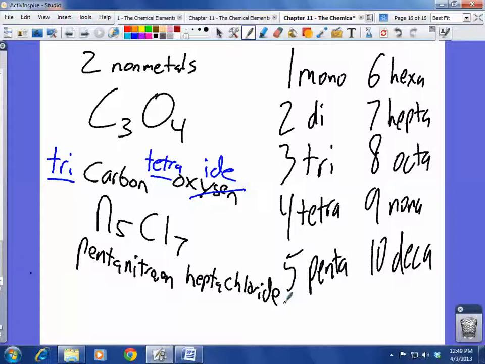Then finally Li2S. There we go. I was trying to be tricky there. Because with 2 or more nonmetals, we have to say how many we have. But if we just have a metal with a nonmetal, we don't. So it's just lithium sulfide.